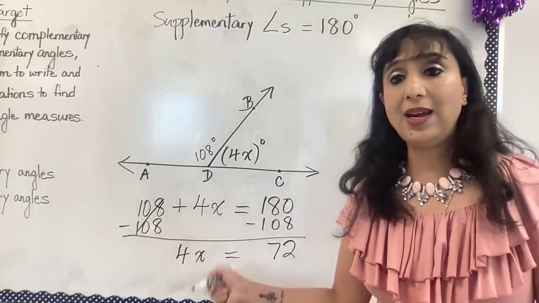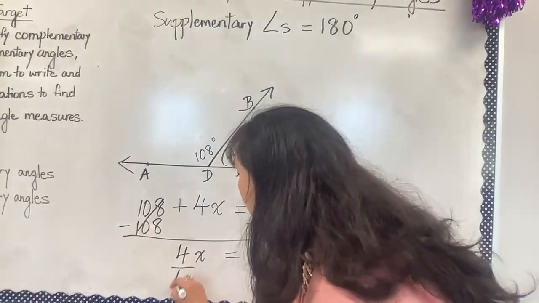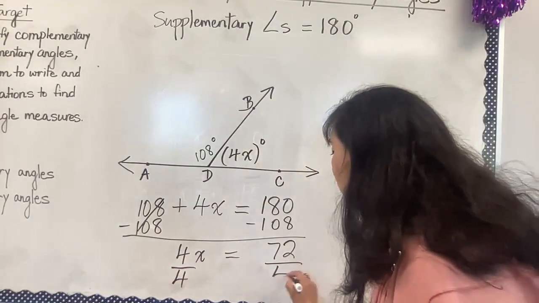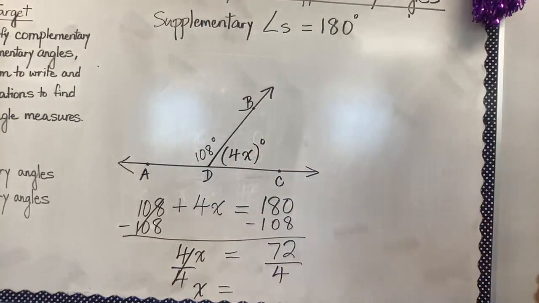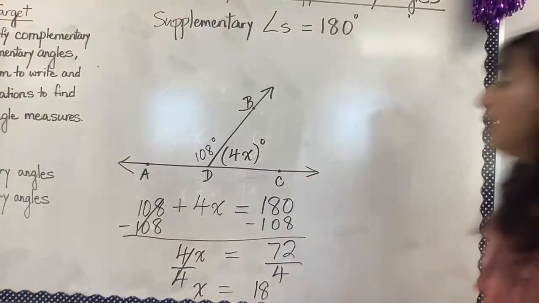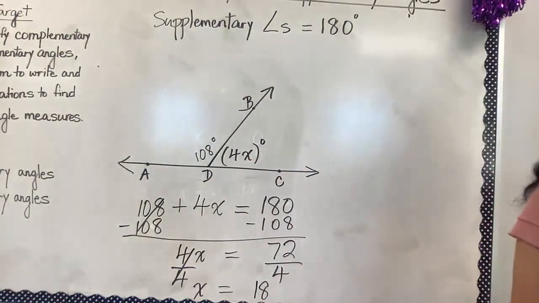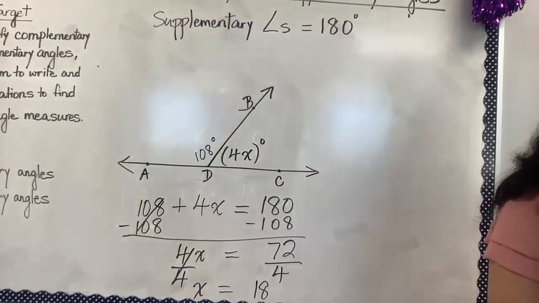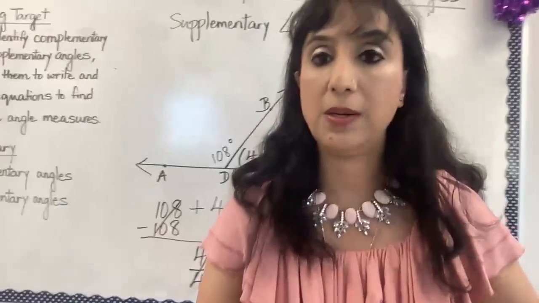And then again, opposite of multiplication is division. So by the division property of equality, I'm going to divide both sides by 4, and I get x is equal to 72 divided by 4, and I get 18. All right, so the value of this x is going to be 18. So this is the way that we simplify. And let's do one last problem.